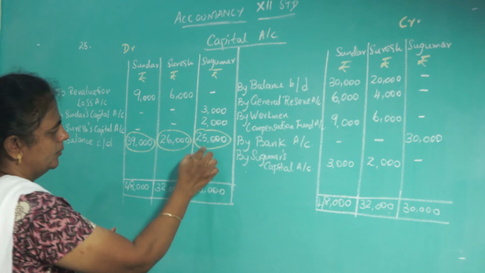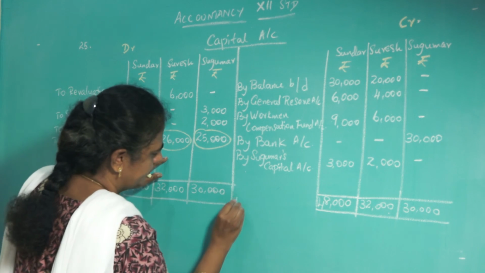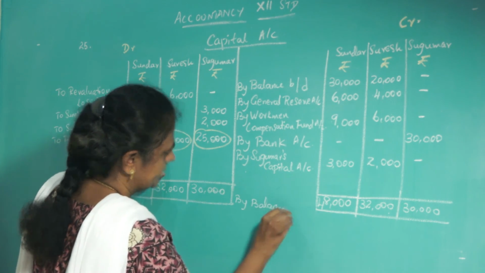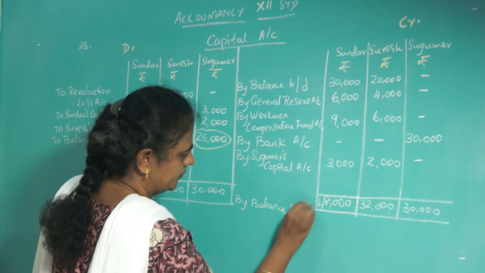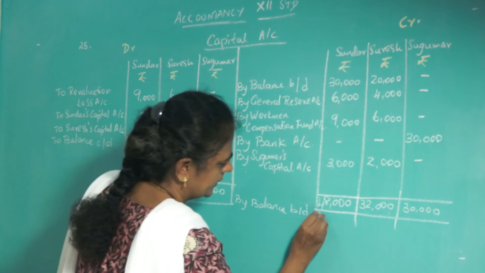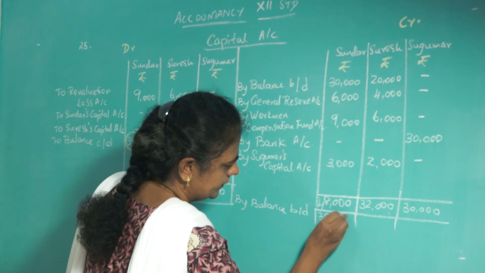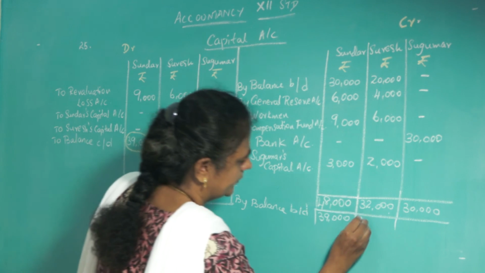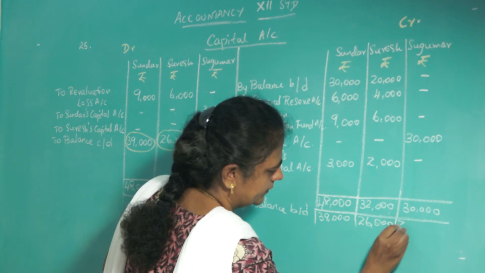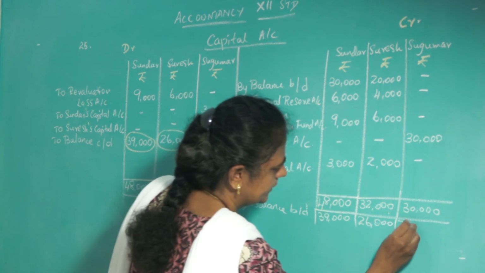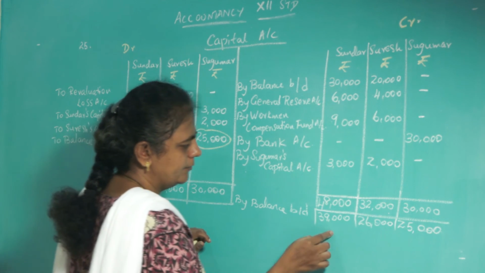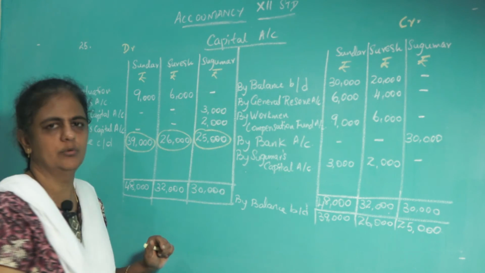Okay. Now bring it down here. So write by balance brought down: 39,000, 26,000 and 25,000. So only these three we must take to the capital account.